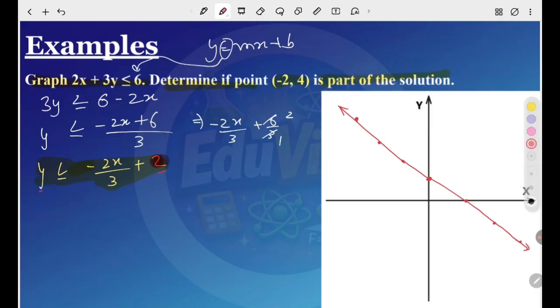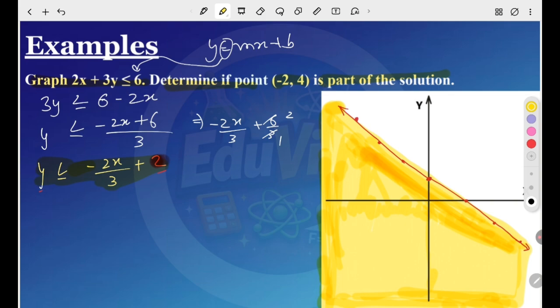And now this is less than or equal to, so this means it is shaded below. So this whole thing should be shaded. The whole thing is shaded now, so this is the thing we have to make.